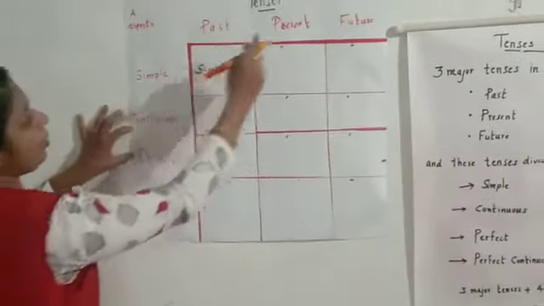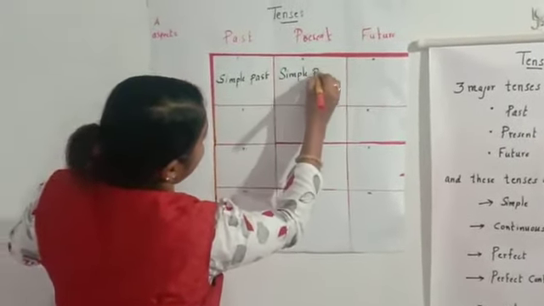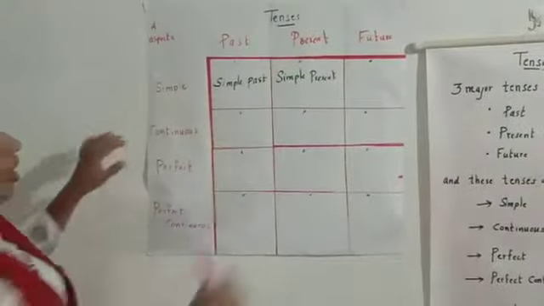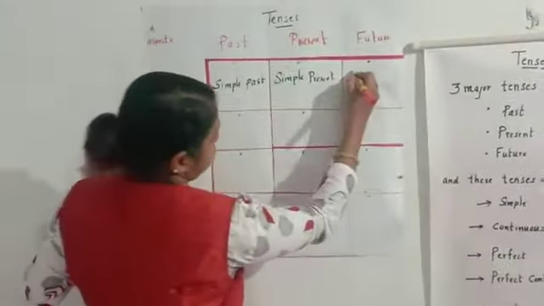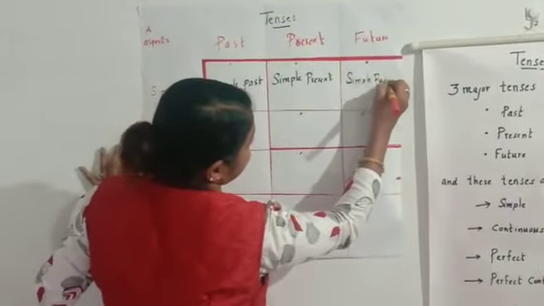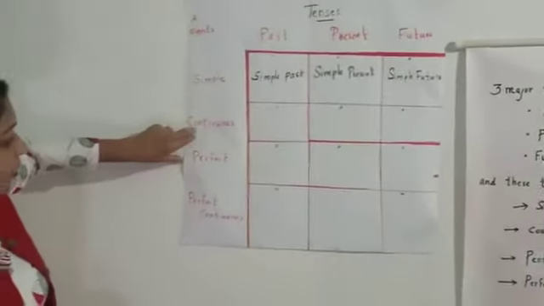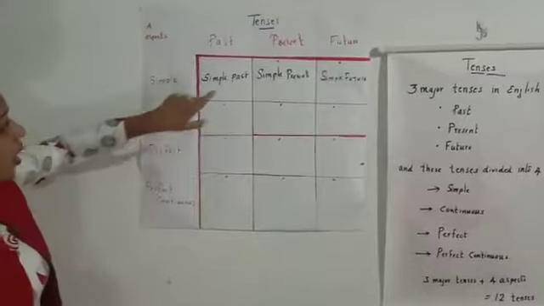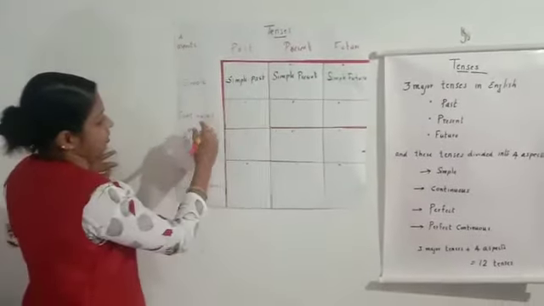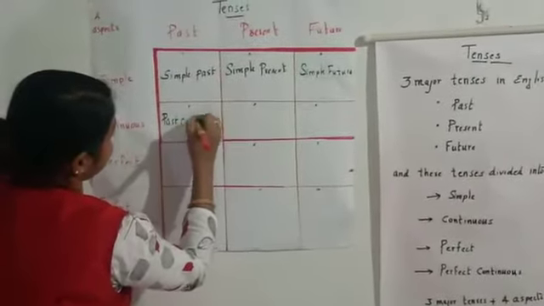Next is simple and present. Simple present. Next we have simple and future. Simple future. Okay. Again we are coming to the second, continuous and past. How to join this column? Past and continuous. You can write here past continuous.